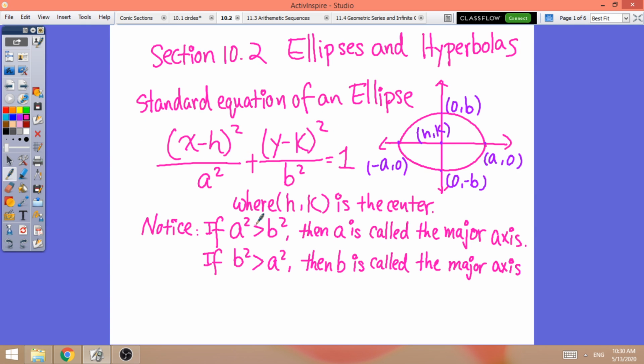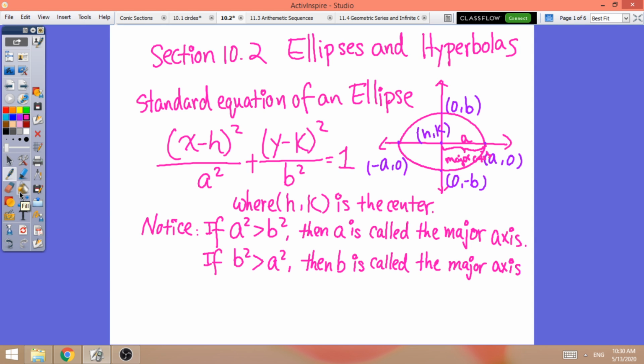One thing you need to notice: if a squared is greater than b squared, that means a is called the major axis. The major axis is the distance from the center to the vertex. So if a squared is greater than b squared, this one would be a. And if b squared is greater than a squared, then b is called the major axis. If that's the case, we have a vertical ellipse.